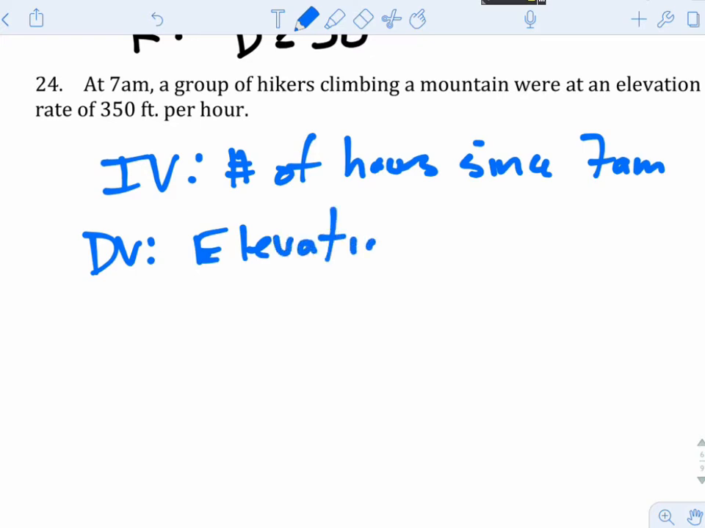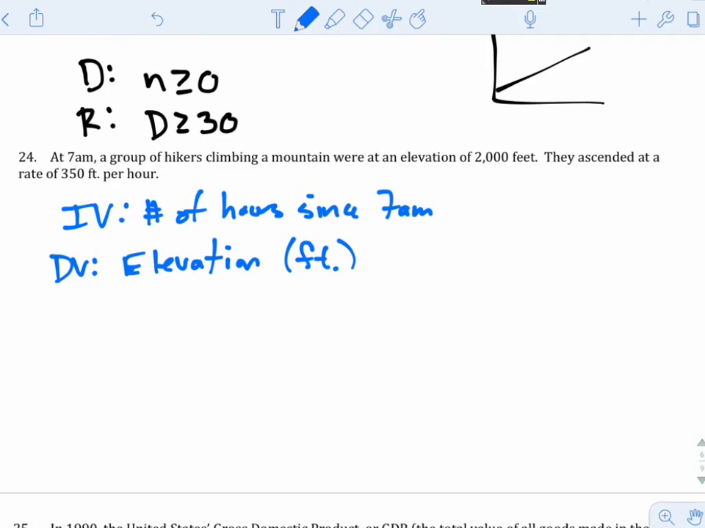And good to be specific. Let's say in feet. All right, they're doing this in feet, right? 2,000 feet? 2,000 feet. Okay, good. All right, the independent variable, let's give that the variable name n. And elevation, we'll make that h. I'm going to do capital H so we don't mistake it for that n.